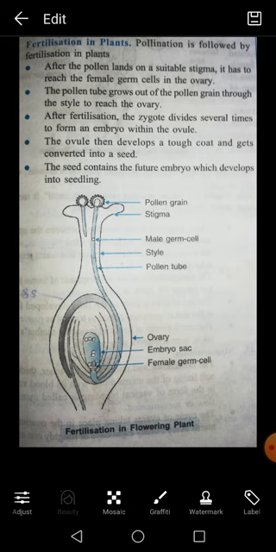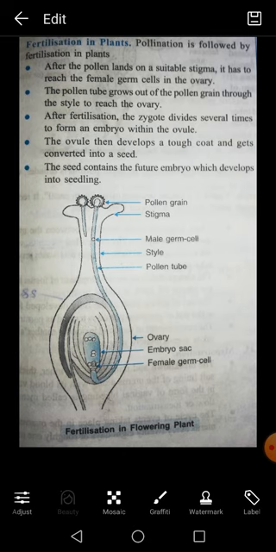So there are two types of fertilization: one is syngamy and one is triple fusion. So the process of fertilization in flowering plants is referred to as double fertilization. After the completion of fertilization, the fertilized female gamete or ovule develops into a zygote, and the zygote finally develops into an embryo, and the embryo converts into seed.